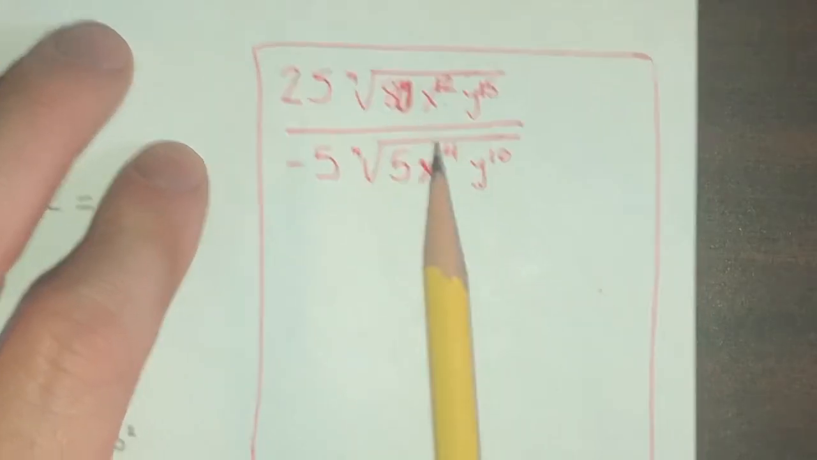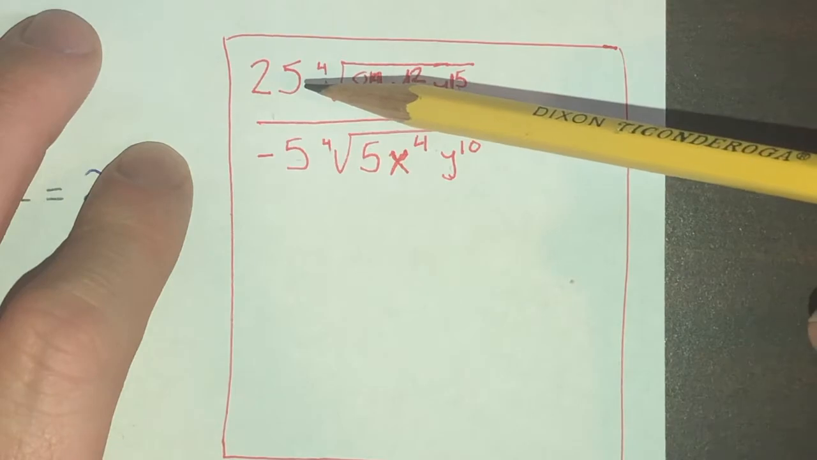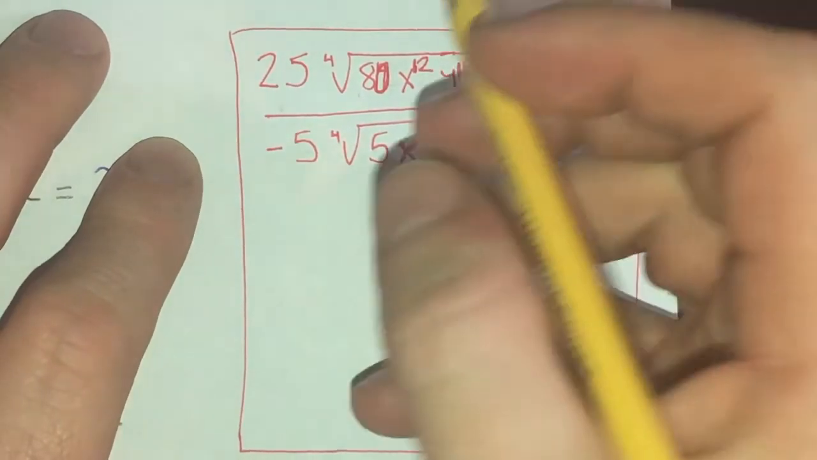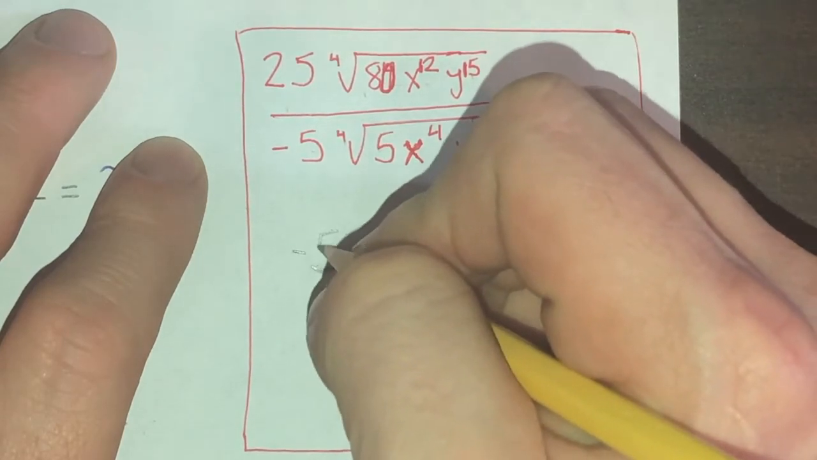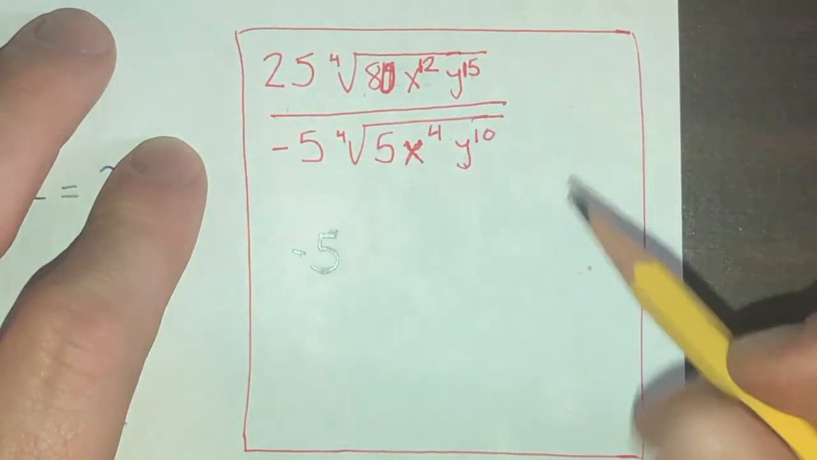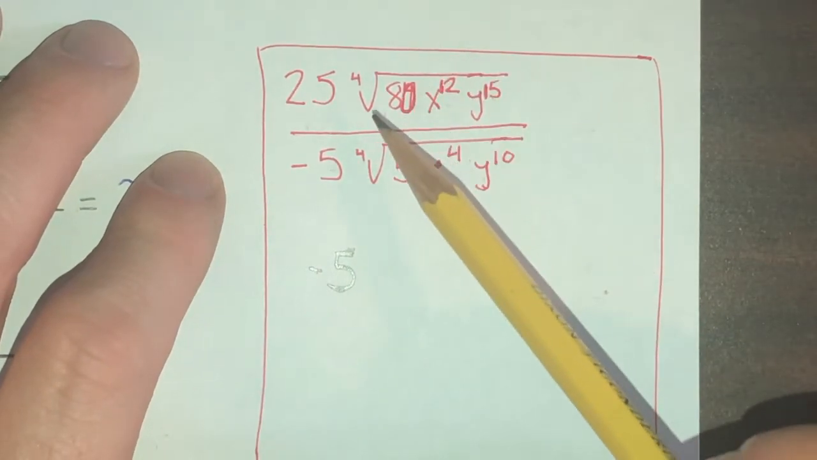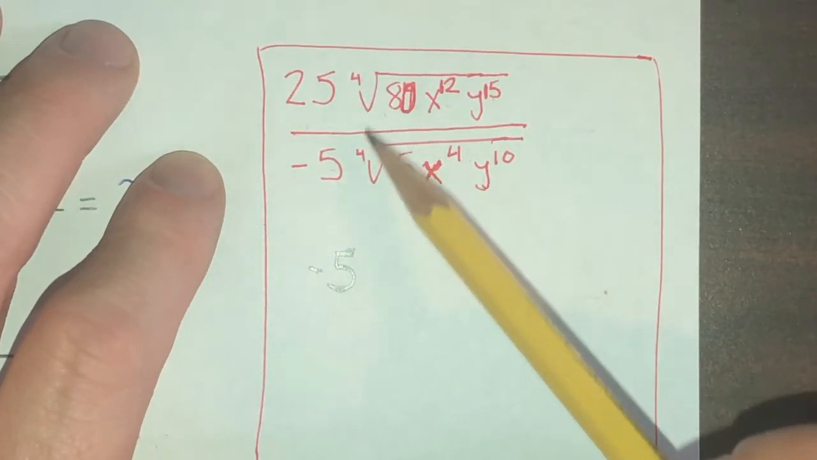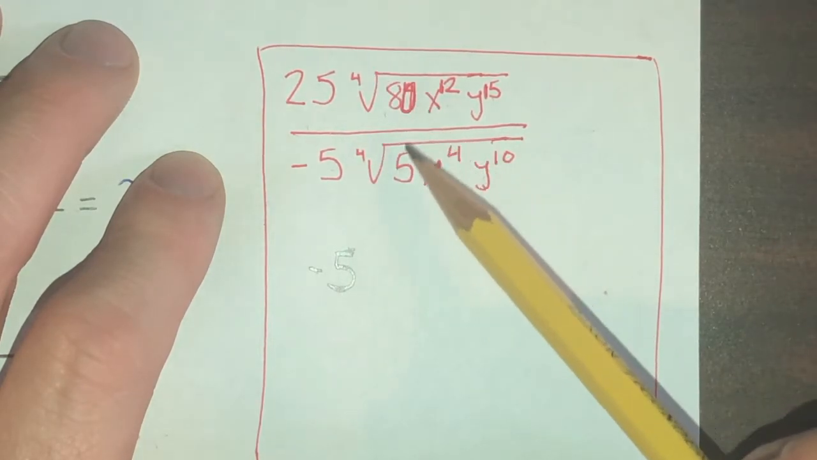All right, so let's do this one step at a time. Remember, the first step is to do what? The first step is to divide the numbers. So I've got 25 divided by negative 5. That's negative 5. Second step, let's clean up inside of the root. So inside the roots, notice the indices, are they the same? Yes, so I'm now going to clean up.